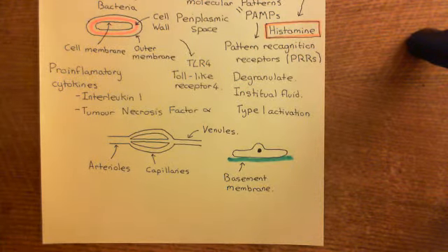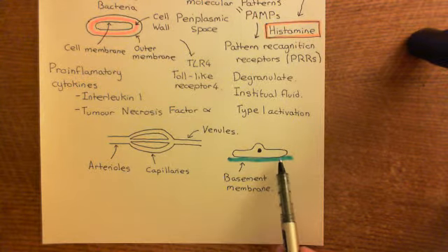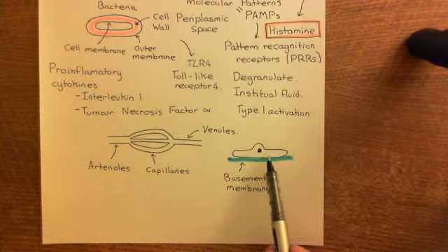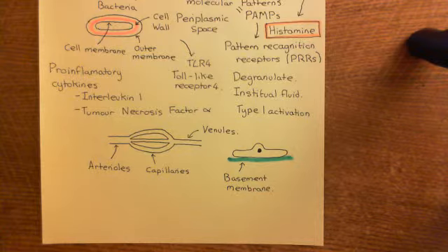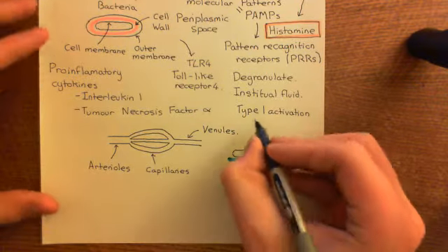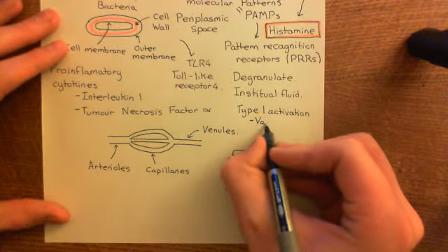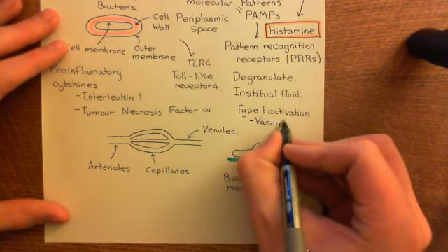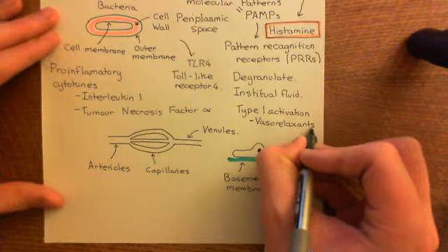And what will happen is that the endothelial cells will start producing molecules which will cause vasodilatation, they'll cause relaxation of smooth muscle cells. Okay, so let me repeat that. Histamine will cause type 1 activation of endothelial cells, and in type 1 activation, the endothelial cells start producing vasorelaxant molecules which are going to cause relaxation of smooth muscle cells.